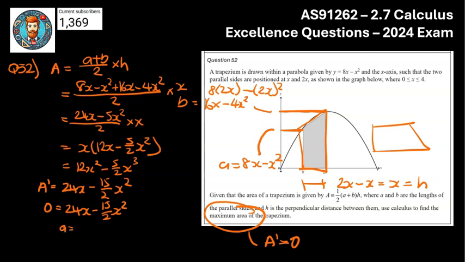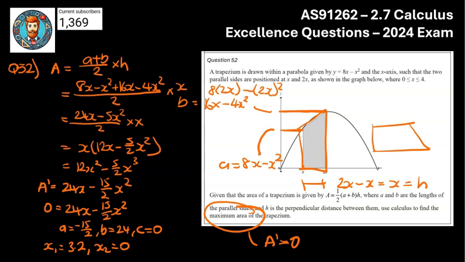Remember that a is equal to the number by the x squared, so it's going to be negative 15 over 2. b is by the x, which is 24. c is the constant, and in this case, we don't have any. When I did that on my calculator, I got two answers, 3.2 and 0.